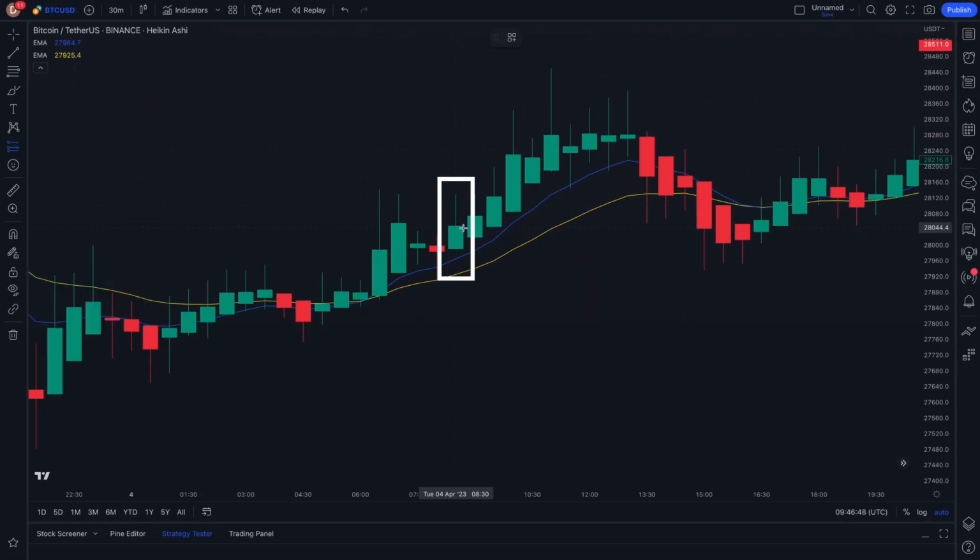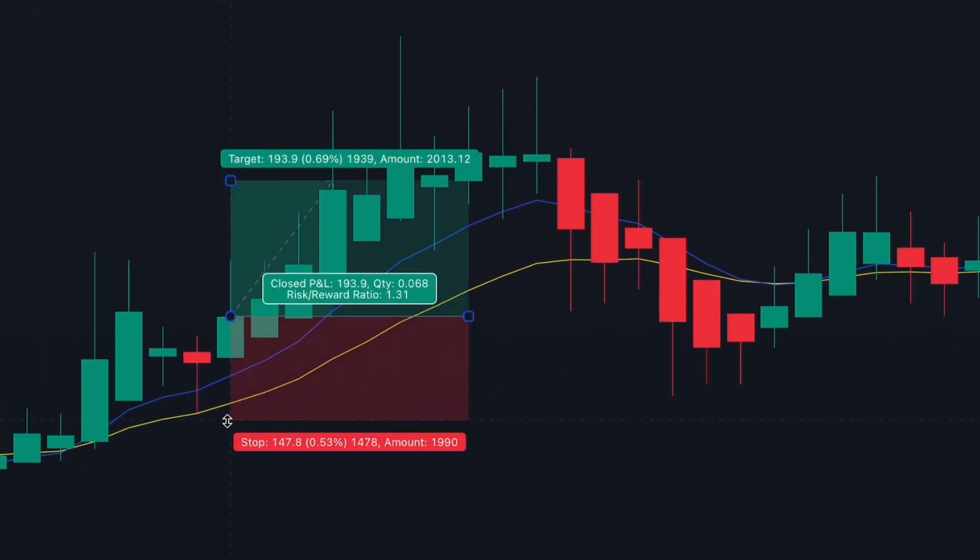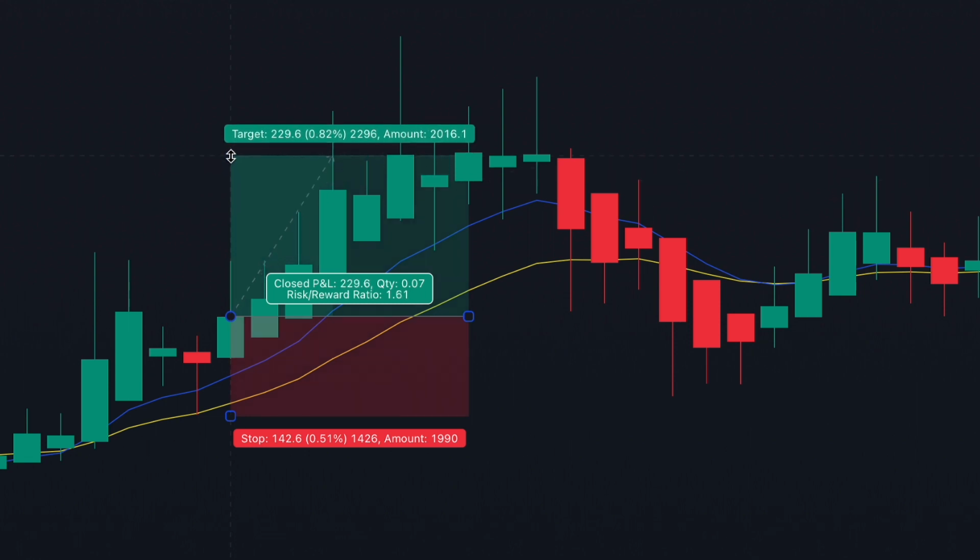And for this strategy, I use such entry conditions: a stop loss at the lowest point of the most recent bearish candlestick, and our target will be twice the amount of risk.